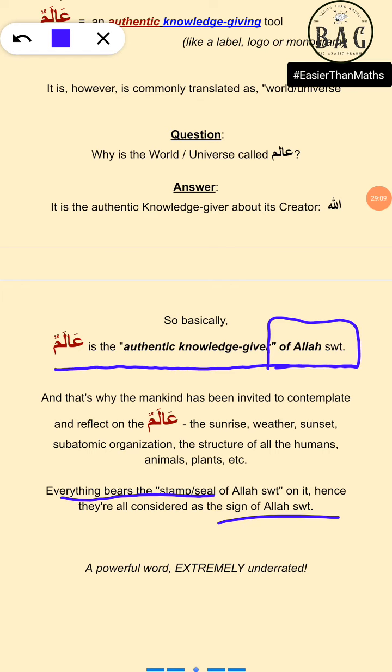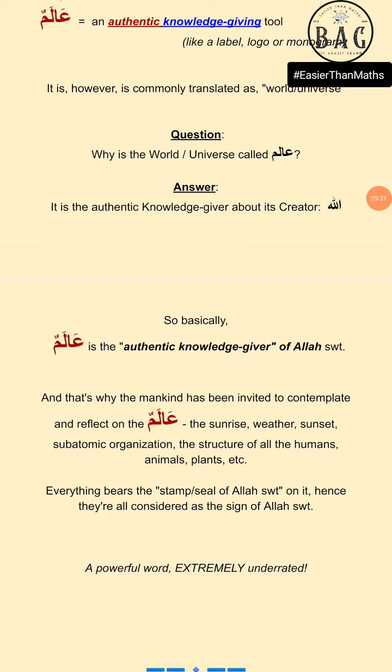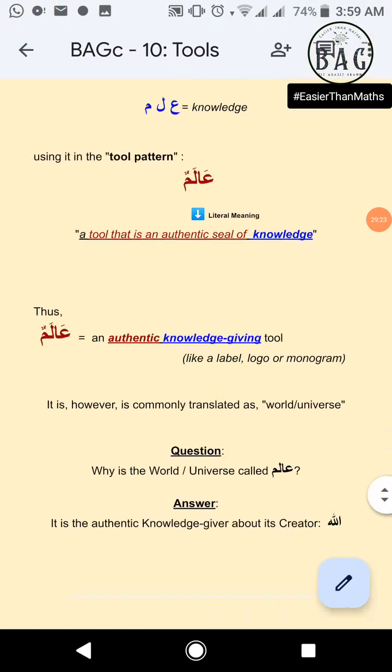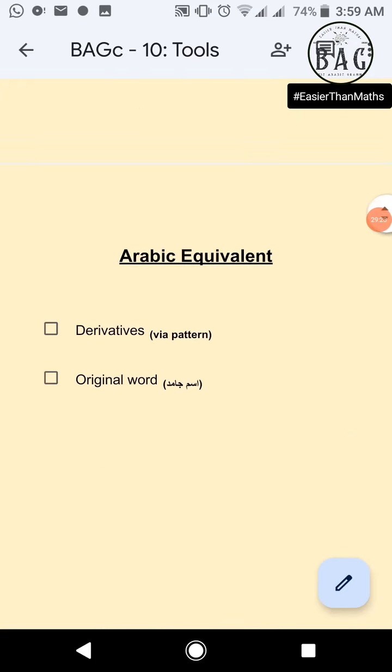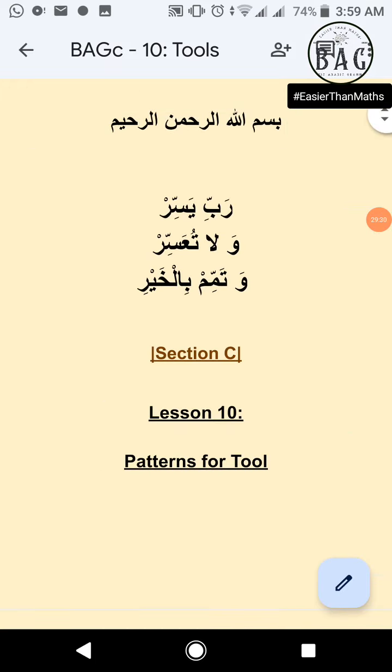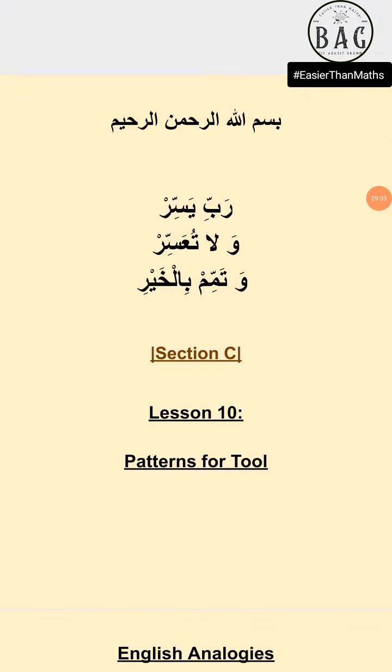I would say that the word alam is extremely powerful, but also very underrated. We have not done justice to it. It's a very deep word, and I love this word now. So that was about the word alam and the pattern fa'alun, and how amazing it was. Now I'll see you in the next lesson, inshallah, about ism fa'il and ism maf'ul, and I'll tell you how you can differentiate between these two.